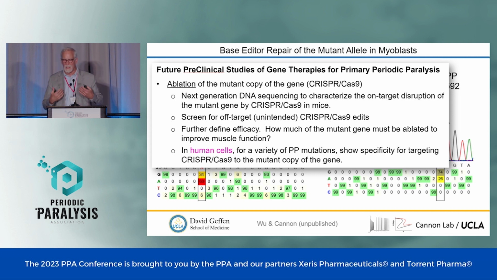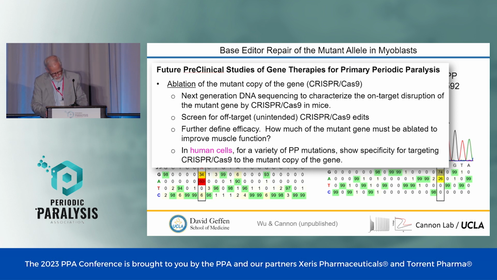Everybody's always asking, not only for periodic paralysis, but every disease, how close is this to being available for patients? So there's a lot of stuff we need to do where we need to show that this works not just for the R528H, but for a lot of different other specific mutations that cause periodic paralysis. We need to do more sophisticated screening to make sure there weren't any off-target cuts accidentally.